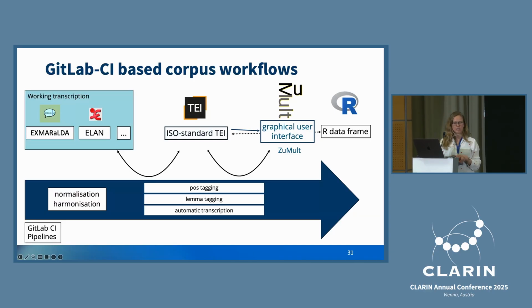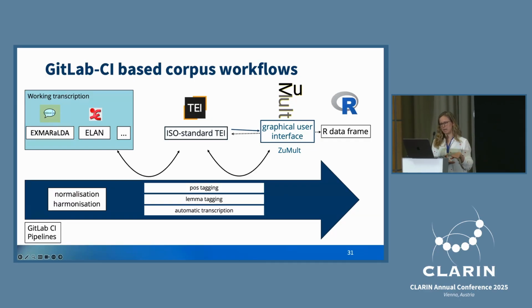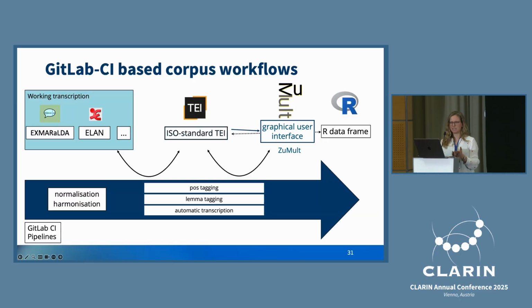This is like a working transcription. This could be in Elan. It is in our current project. It could also be in Exmeralda or in another transcription tool. And from there, this dark blue arrow is showing our GitLab pipelines. We all converted into the ISO standard TEI. This is the ISO standard for spoken language.